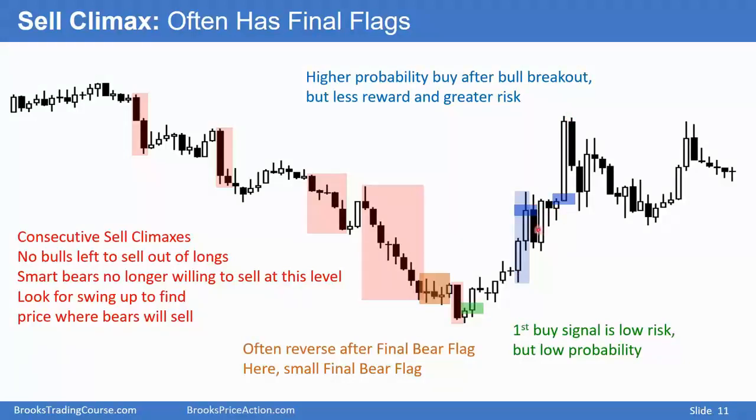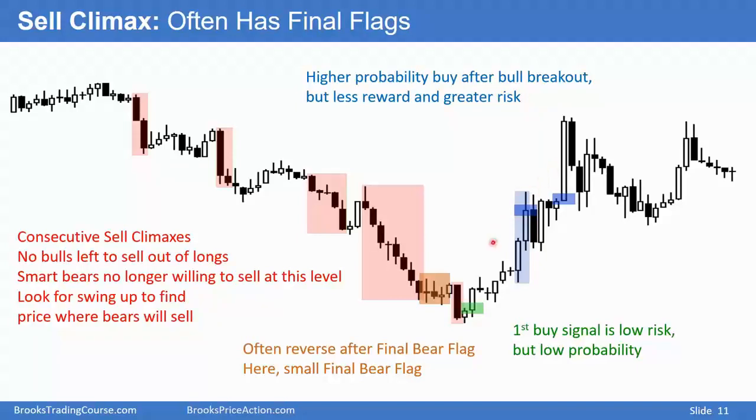Higher probability to buy after you see the strong bull breakout, but the risk is greater. If you're buying up here, your stop is here. So you have more risk buying here than you do buying here because the stop is only right here. And that's always the case. Once the market becomes a high probability trade, the stop is usually further away. So you have worse risk reward. Greater risk, stop further away. You're buying later into the bull trend, so less reward. However, a very good trade, very high probability trade.